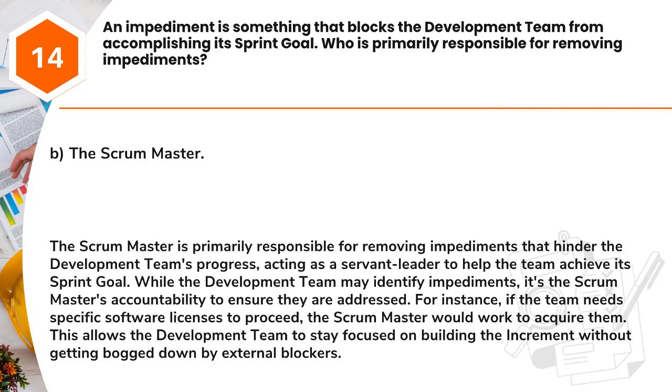Answer: B. The Scrum Master. The Scrum Master is primarily responsible for removing impediments that hinder the development team's progress, acting as a servant leader to help the team achieve its sprint goal. While the development team may identify impediments, it's the Scrum Master's accountability to ensure they are addressed.